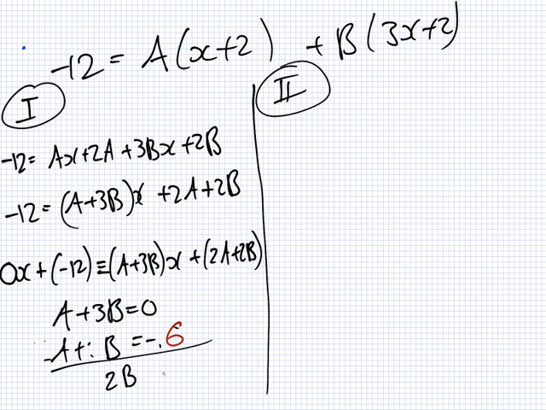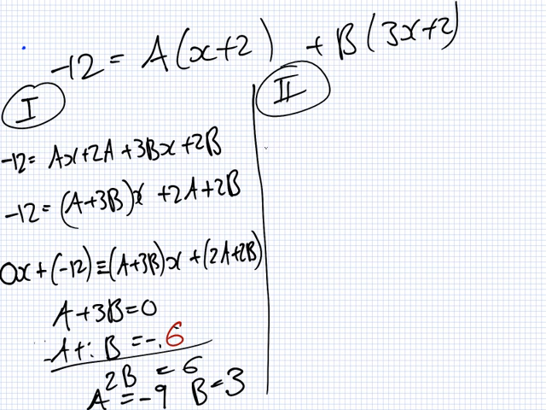So B equals 3. Yeah, so if B equals 3, that means A equals minus 9. So we have our A and our B. Now, let me show you the second method. It's much quicker than this method.